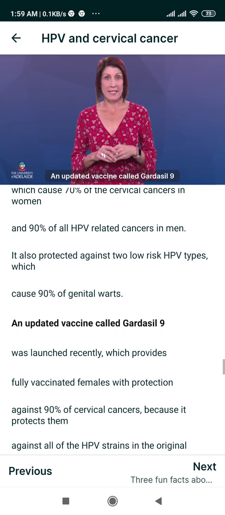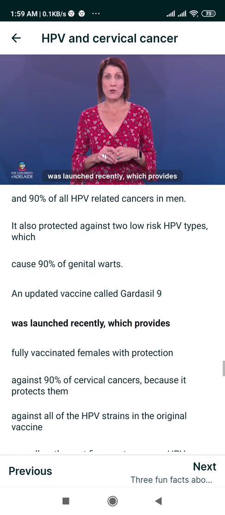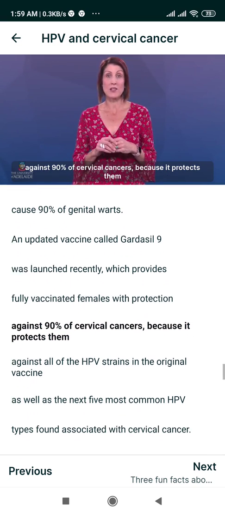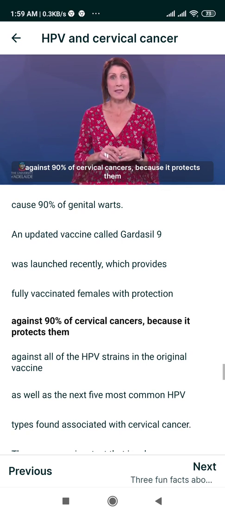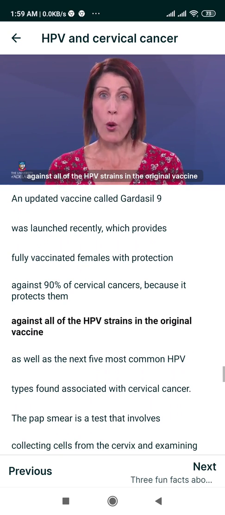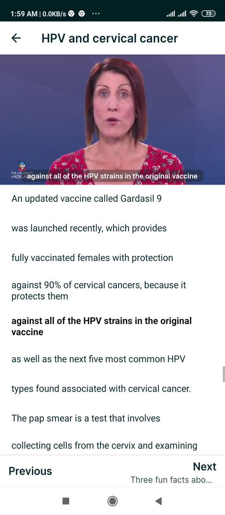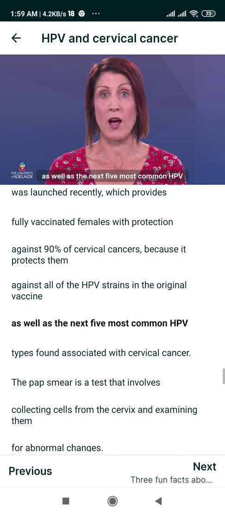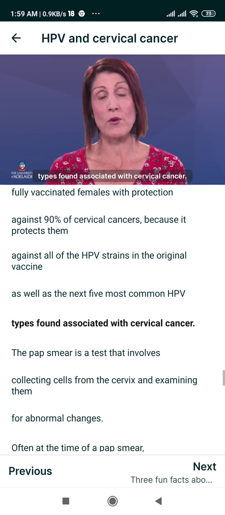An updated vaccine called Gardasil 9 was launched recently, which provides fully vaccinated females with protection against 90% of cervical cancers because it protects them against all of the HPV strains in the original vaccine, as well as the next 5 most common HPV types found associated with cervical cancer.